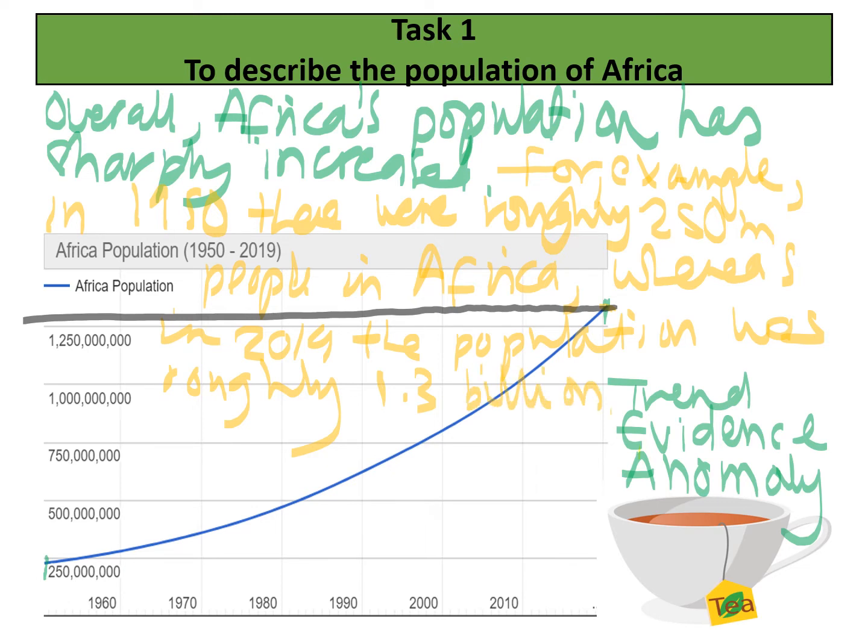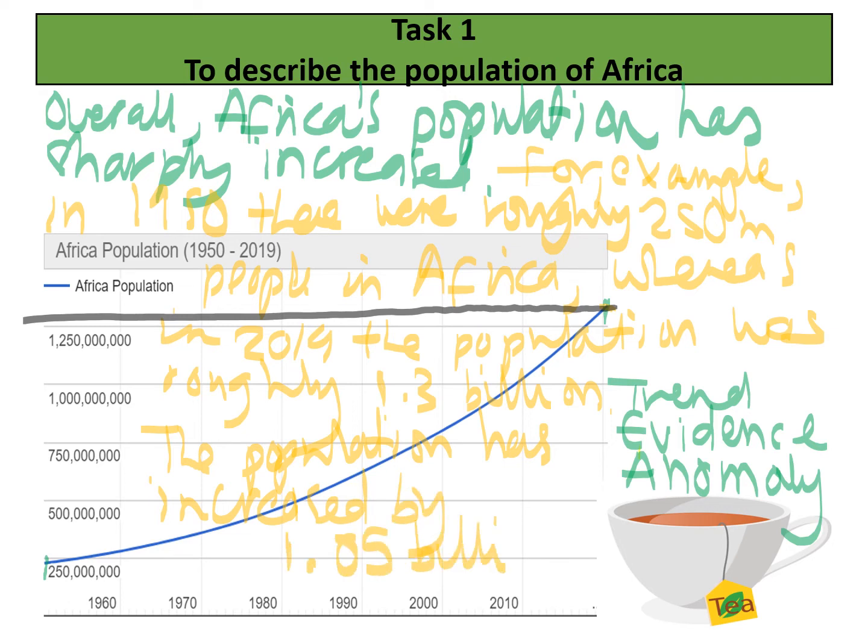Okay. So let's go further with this. So we're still doing the evidence, but let's back it up with a little bit of data. So let's say how much it has increased over time. So if we were looking at the increase, the population has increased by roughly 1.05 billion. So that suggests that that line has increased quite a lot.